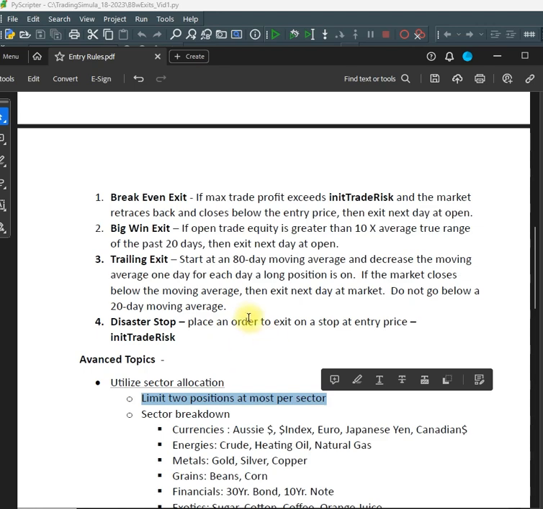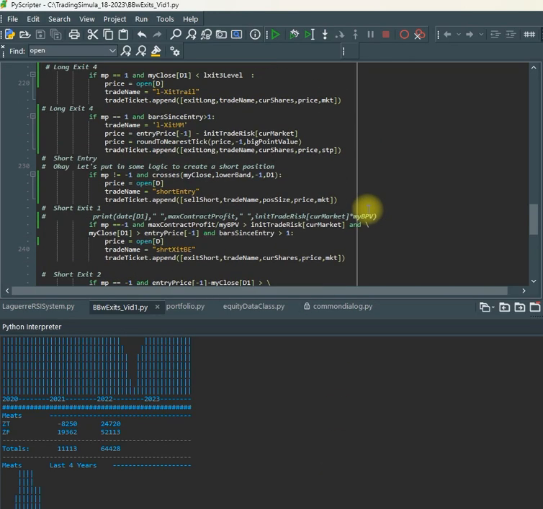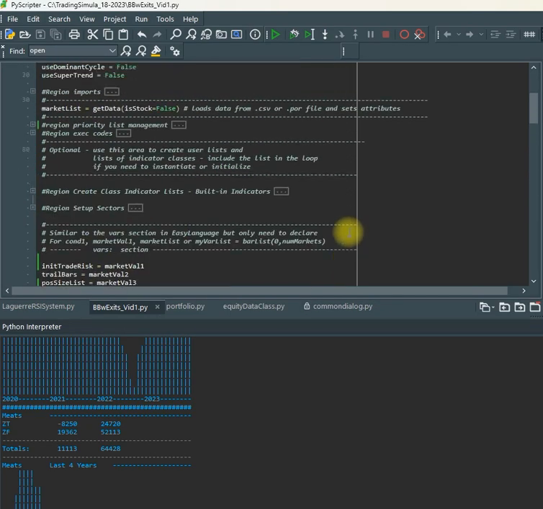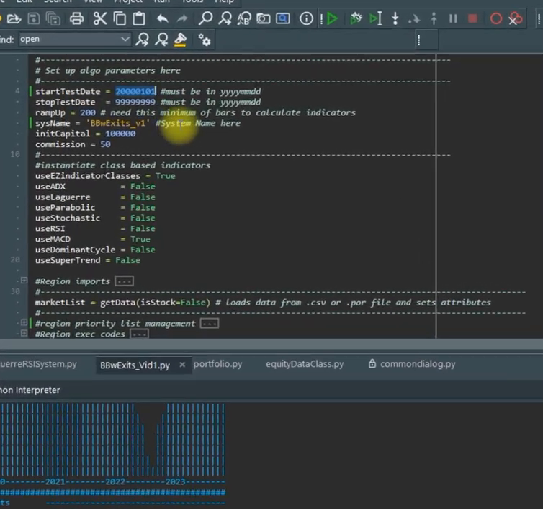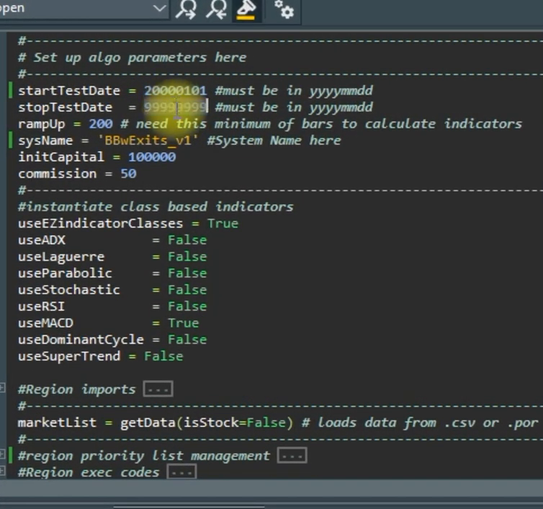So let's get into TradingSimula18 and get this thing programmed. Okay, we're going to start at the top. Say change system name. I'm going to go from 2000 January 1st through whatever date I have, whatever data I have. Bunch of 9s. Ramp up 200. We don't need 200, but I always start at 200. Let's call this Bollinger Band BB with exits version 1. The net capital is going to be 100,000.